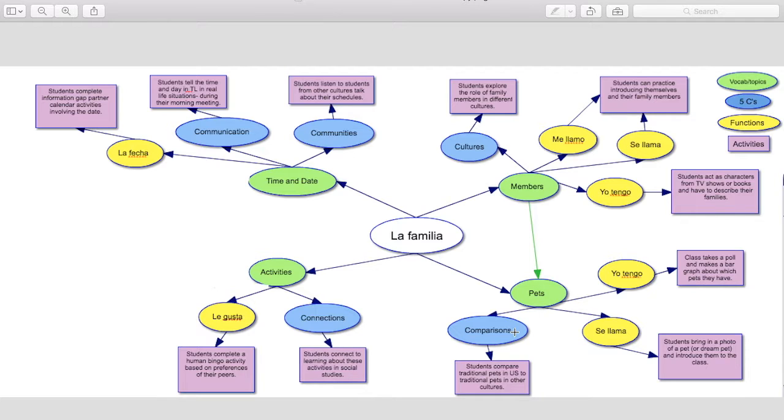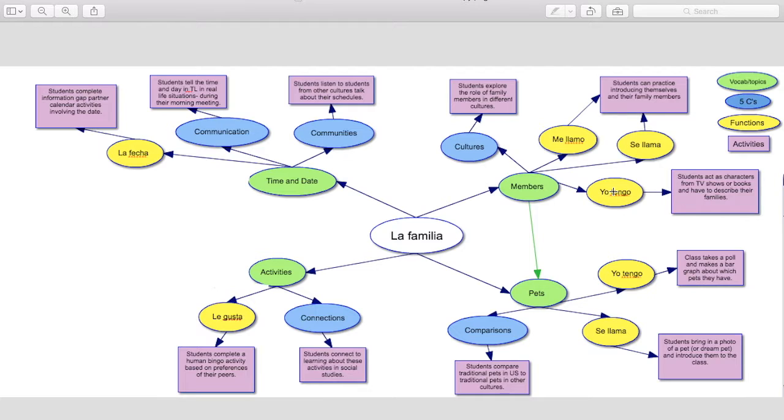So for comparison, students are comparing traditional pets in the US to traditional pets in other cultures. I have some students that are shocked when I tell them that we have guinea pigs as pets, but in Peru, a very common delicacy dish is guinea pig. So they get a little upset about that. But that just shows the different traditional pets in different cultures.